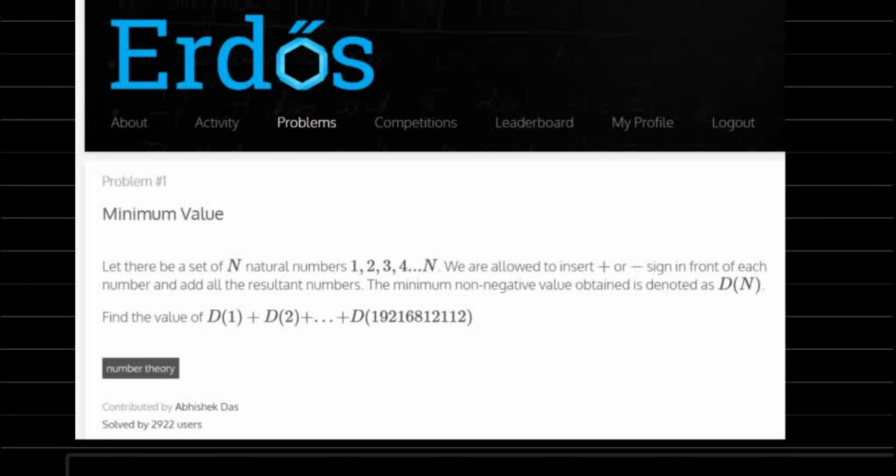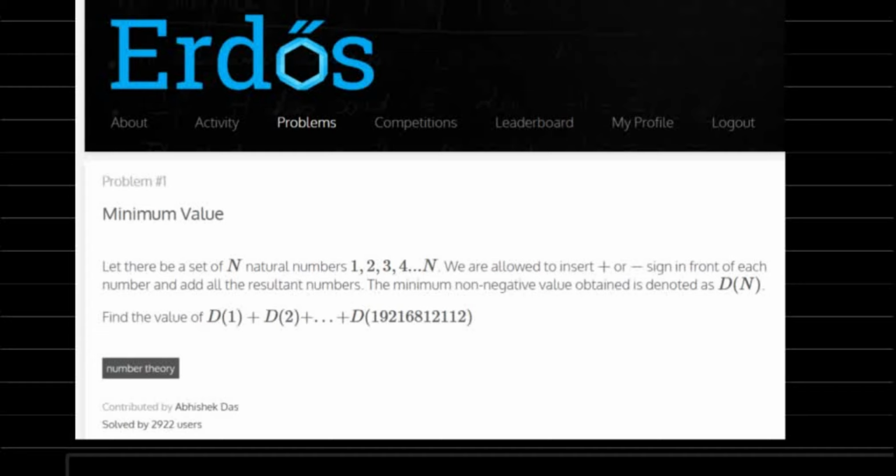So the problem originates from the website Erdős, which is a website by IIT Roorkee. And there are a lot of problems here which anyone can solve, just a simple login is required. And today we'll be solving the first question from this website. It is a very easy one as you can see, it is solved by around 3000 people, which is a lot for the website. So let's start by reading the question.